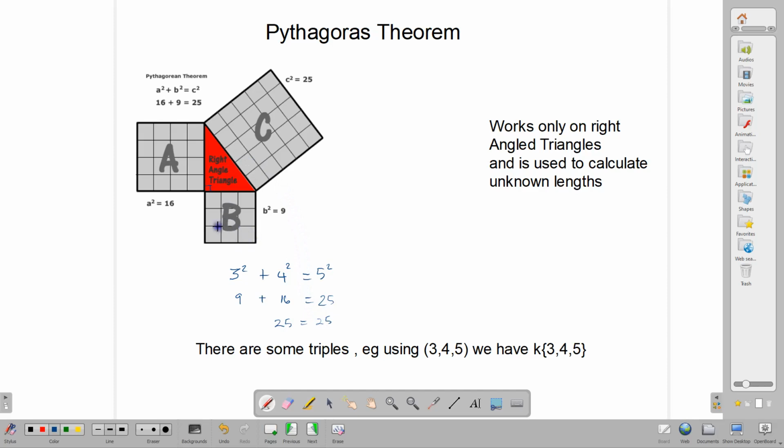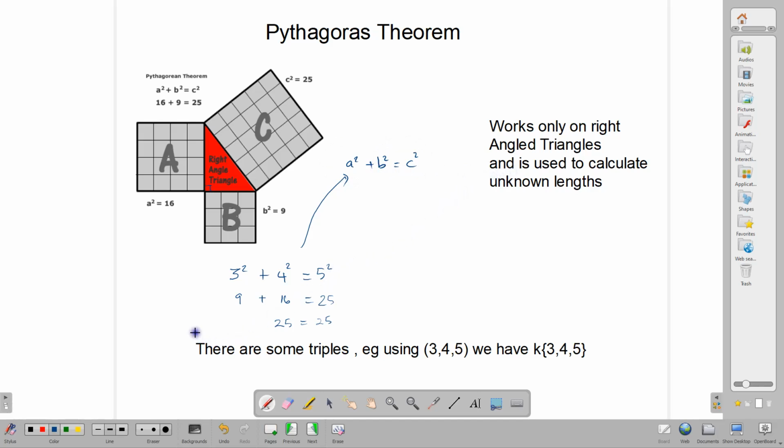So using letters A, B, and C, we can say that if this side is B and that side is A, then A squared plus B squared is equal to C squared, or whatever lettering convention you want to use. But this is essentially the idea of Pythagoras' theorem. We use it to calculate unknown lengths, as was said earlier.